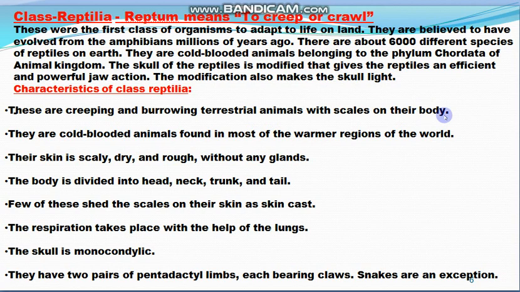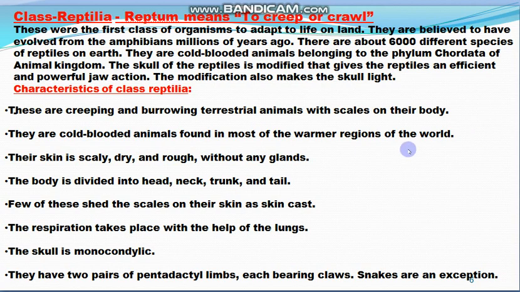So they have scales on their body, but amphibians have no scales on their body, and they creep or burrow on the land. Terrestrial means land animals. And they are also cold-blooded animals like amphibians, and these are found in most of the warmer regions of the world. Their skin is scaly, dry, and rough, and it has no glands, but amphibians have glands. That is why their skin is moist.